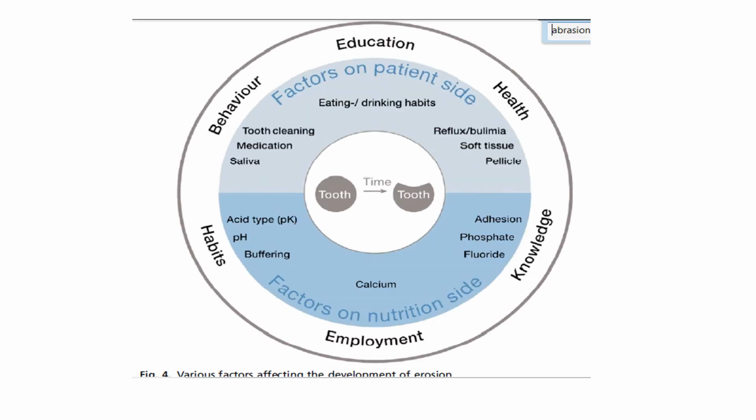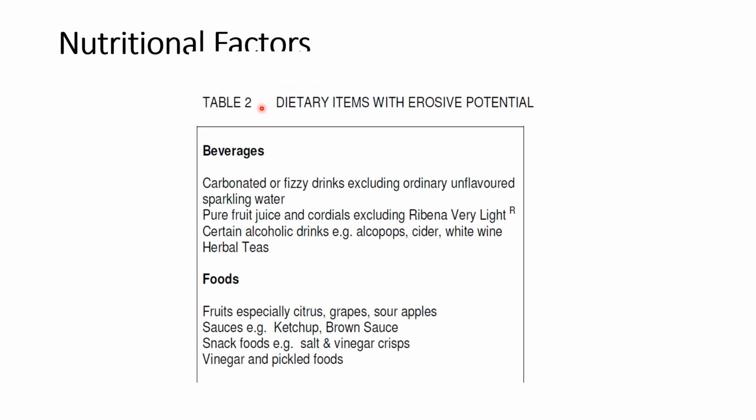Now, what are the risk factors? Risk factors can be divided into factors on the patient side and factors on the nutrition side. On the patient side, eating and drinking habits are there, tooth cleaning habits are there, medication and the saliva, and there are also the different conditions like the reflux diseases, bulimia, pellicle formation, soft tissue conditions. And on the nutrition side, you can say acid attack, buffering, adhesion, phosphate, fluoride. These are all the factors, and socioeconomic status is also there. Now, what are the nutritional factors? Dietary items with erosive potential.